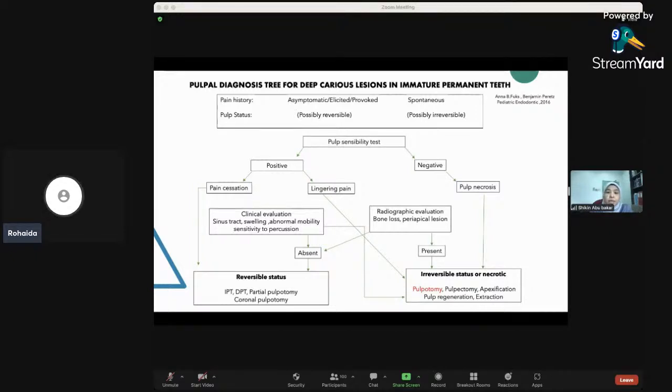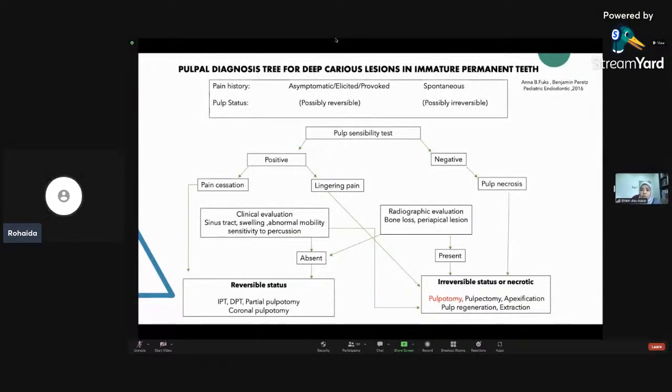Okay, so then if negative, then normally it will suggest pulp necrosis. Then as usual, the treatment that you can offer is a pulpectomy, apexification or pulp regeneration. Okay, but for today's discussion, I'm not going to touch on the non-vital approach. My approach is going to be more to vital pulp therapy in immature permanent teeth, because it's quite promising result if you can really diagnose the pulp properly and do all the investigation which I will discuss later.